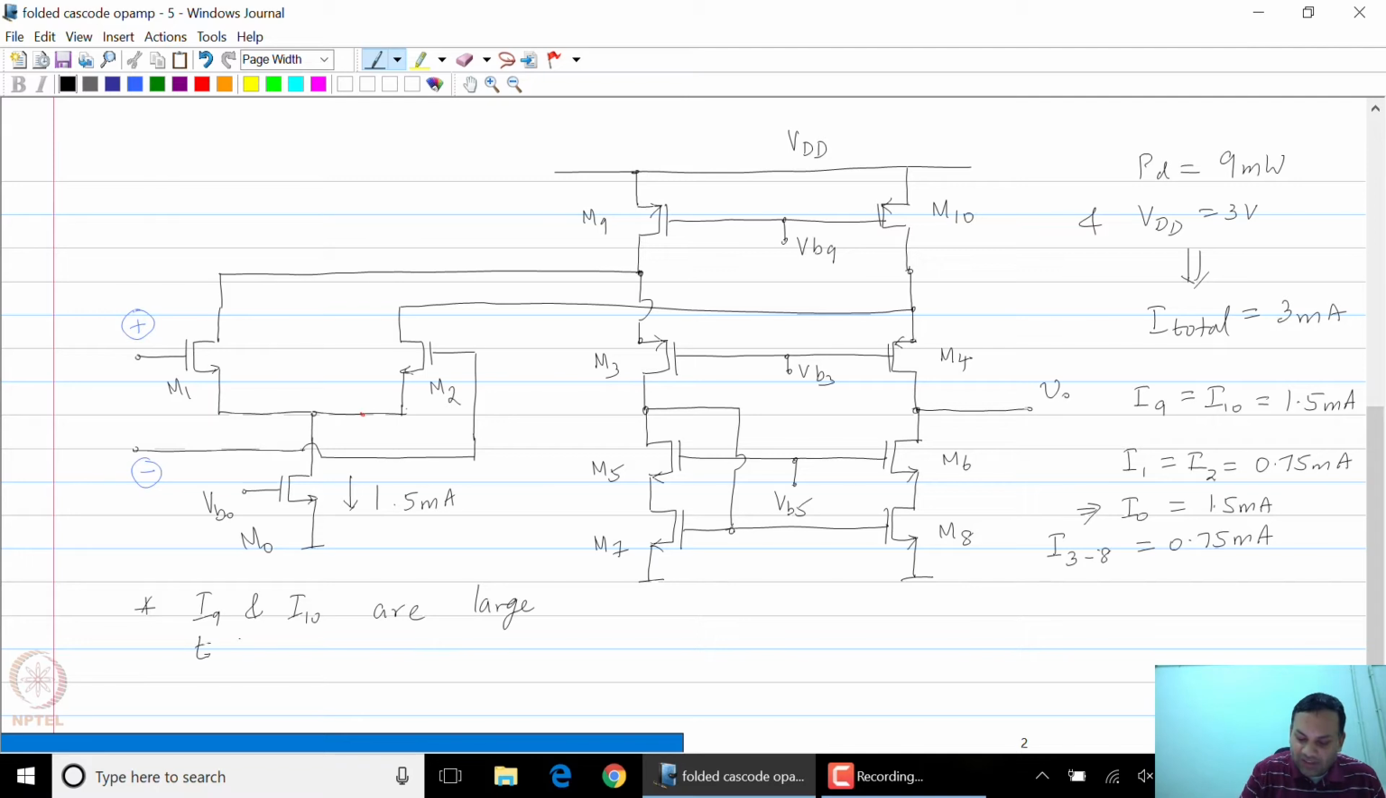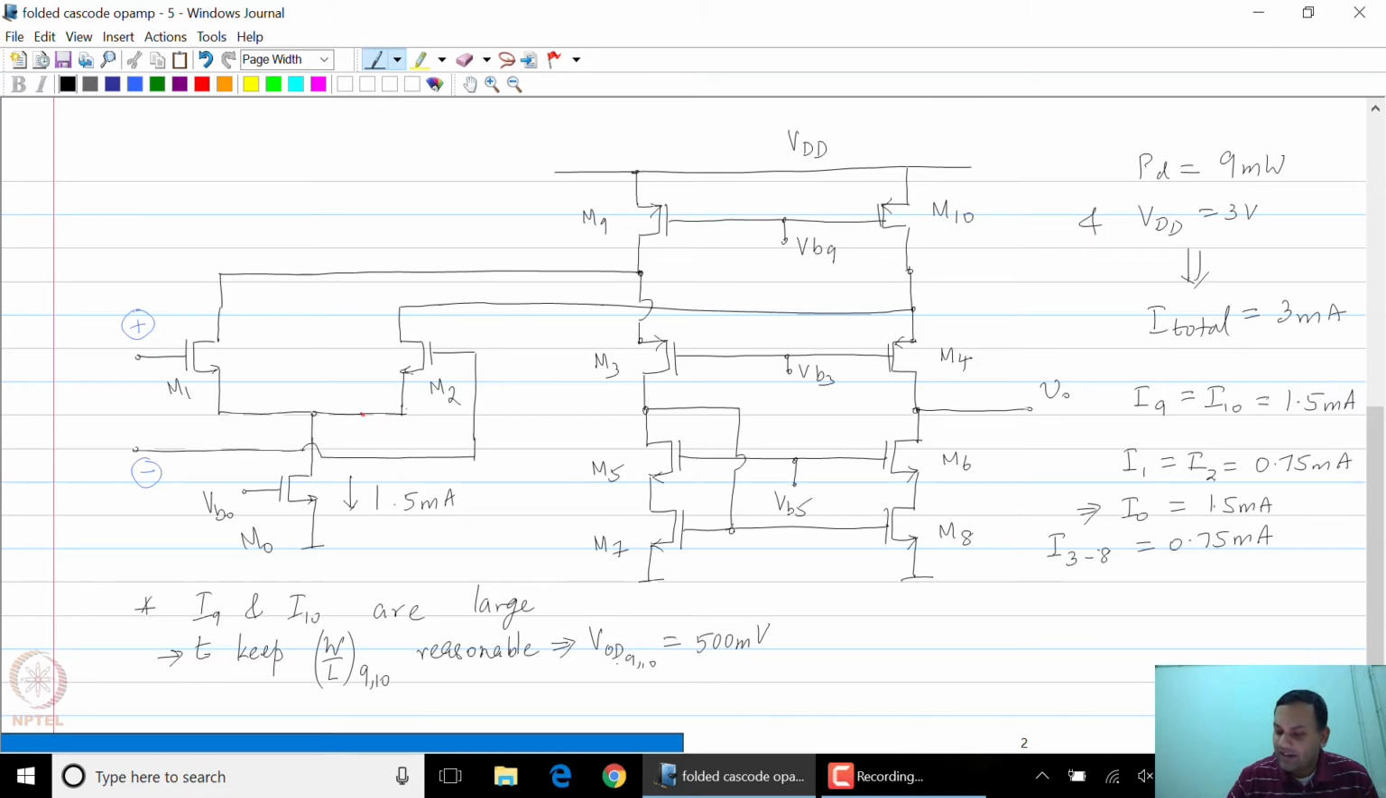So to keep the sizes reasonable, we are going to say VSD SAT, or I'll just call it V overdrive, which is exactly the same thing. So V overdrive of, we'll give it 500 millivolts. And remember that the output common mode is very often under our control. So the output common mode doesn't have to be at VDD by 2.